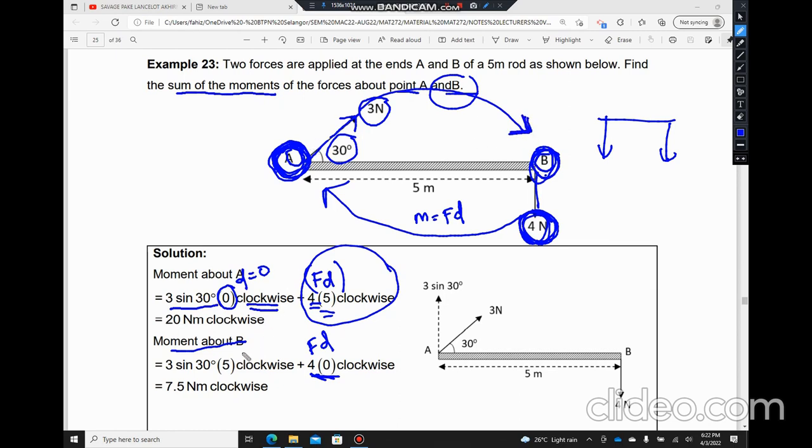Okay, so bila ke arah sini dia akan baca 3 sin 30 degree. This one sebab 3 tapi dia sudut condong kan. So kita assume dia adalah 30 degree, sin 30 degree multiply by 5. Dari mana 5? 5 adalah distance. So this one still M equals to FD, but your F now is 3 sin 30 multiply by distance is 5 meter. So dia akan dapat yang ni dah jadi kosong. So 7.5 Newton meter clockwise. Still lagi arah jam. So yang ni kena kira dua, moment about A and moment about B.